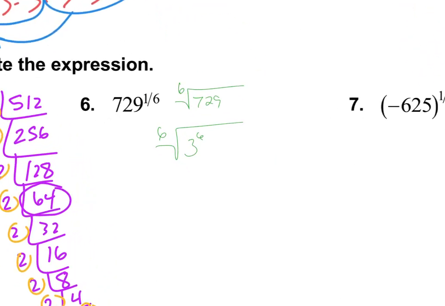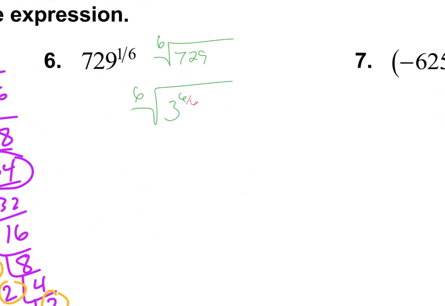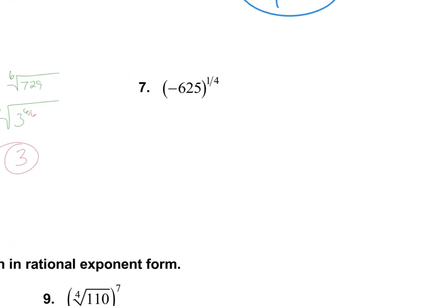Wait, it was 3, right? Yeah, 3. So we divide that by 6. It's just 3. That's it. 3 to the 6th. Take the 6th root, you get 3.